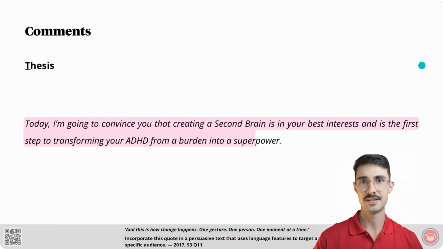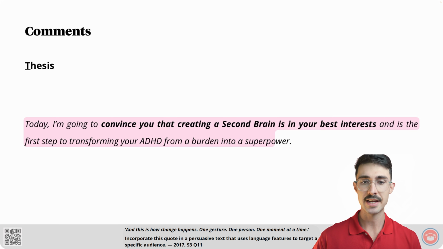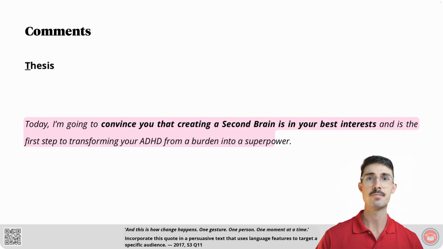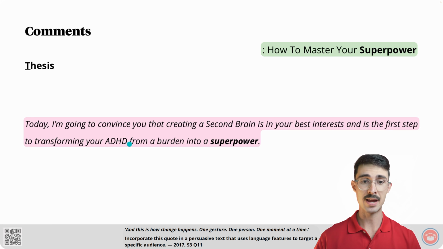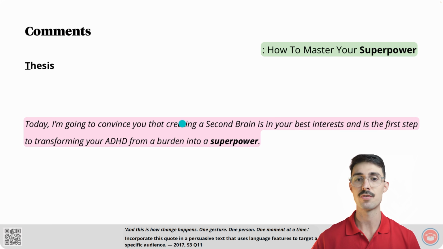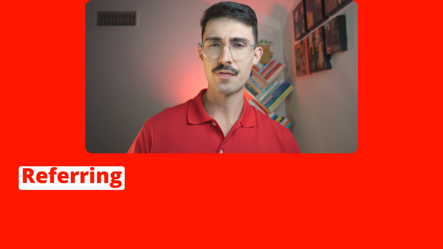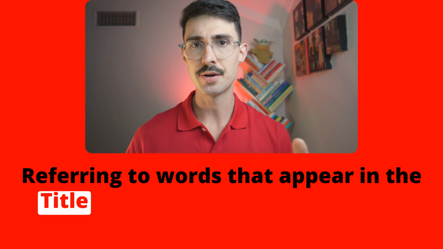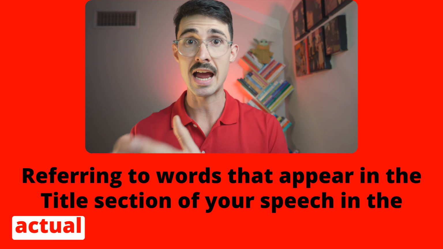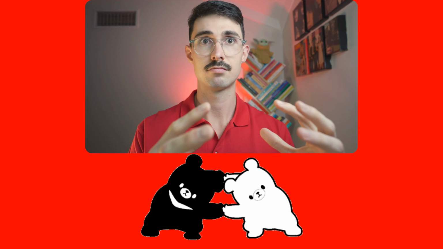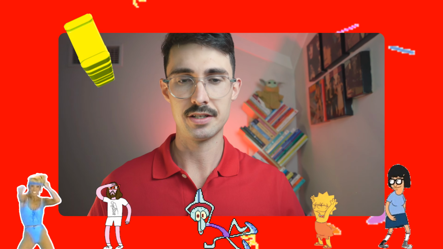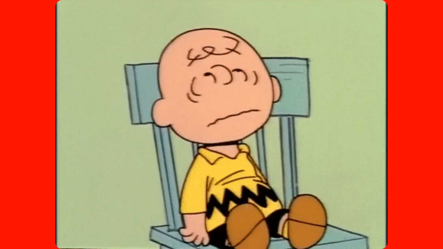Finally, we have the thesis. Convince you that creating a second brain is in your best interests. That is my thesis, which is my overarching argument. Transforming your ADHD from a burden into a superpower refers to the subtitle. Referring to words that appear in the title section of your speech in the actual speech makes it more cohesive. Instead of two separate elements, title, speech, it's one. Finished for this lesson after this simple summary.